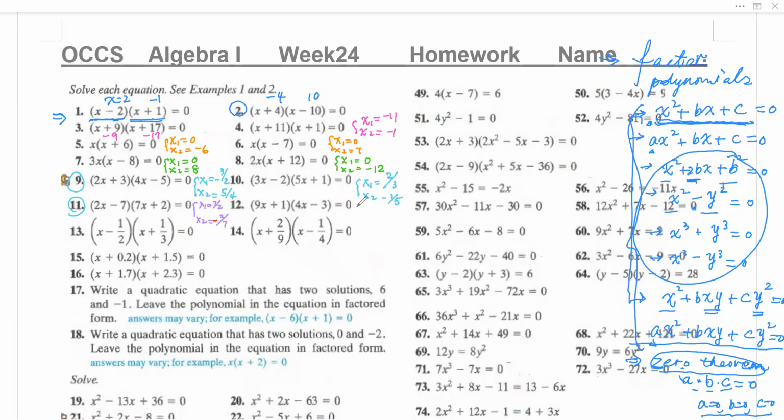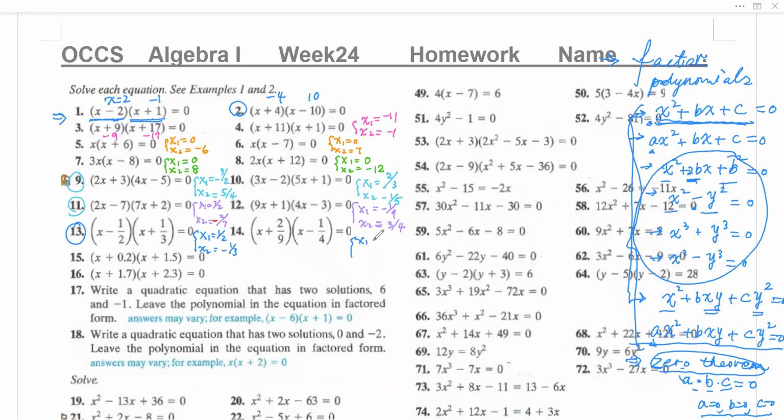So for number 12, that will be negative 1/9. And then for the second one, it will be positive 3/4. All right. Thank you. Next, Joy. For 13, I got x equals 1/2, or x equals negative 1/3. All right. Thank you. Number 14.